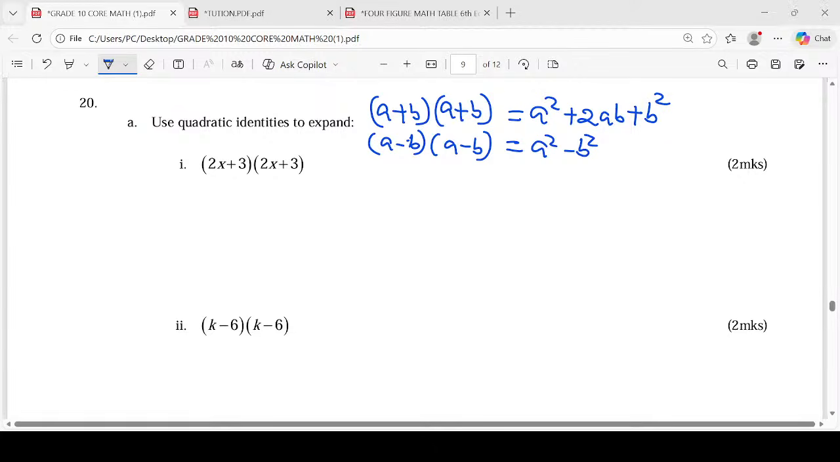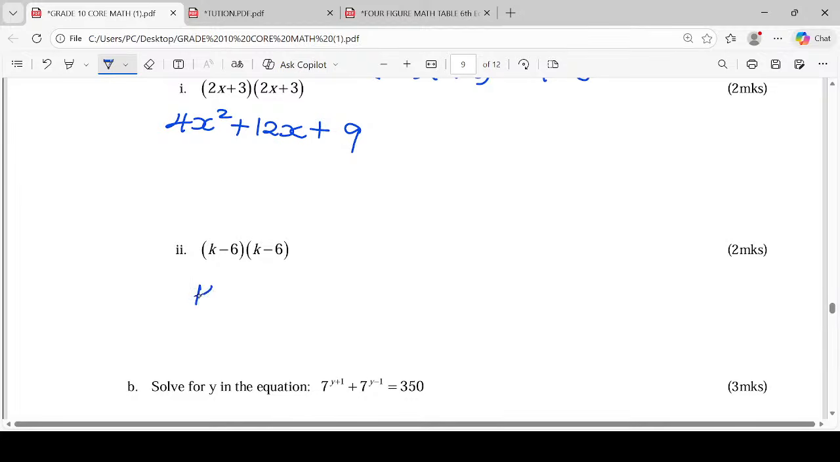So applying the first identity to Roman 1, ladies and gentlemen, this one now will become 4x squared plus 12x plus 9. That is how you expand it. For this one here, it's going to be k squared minus 36.